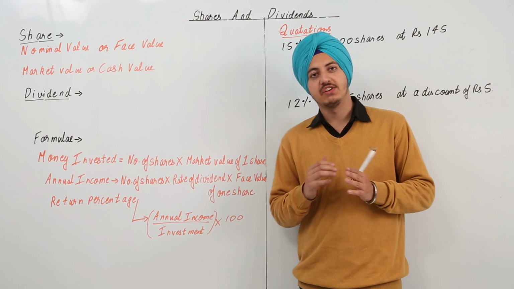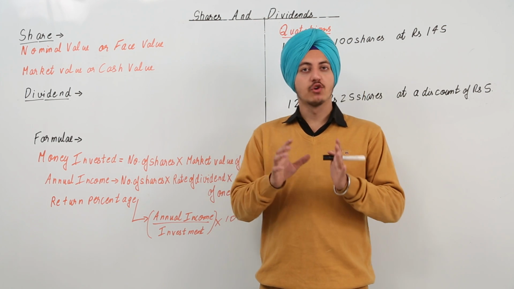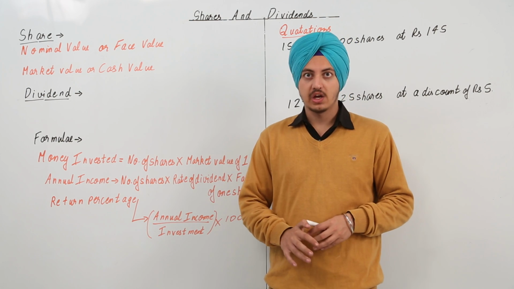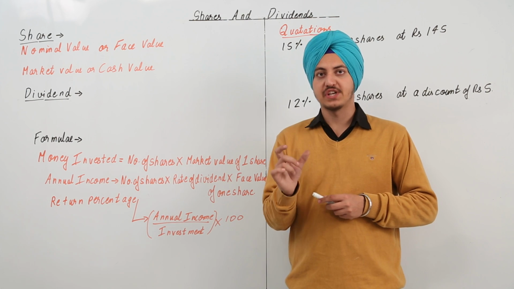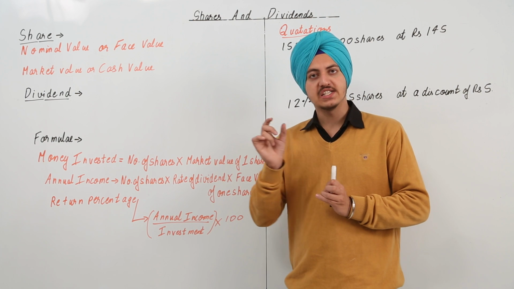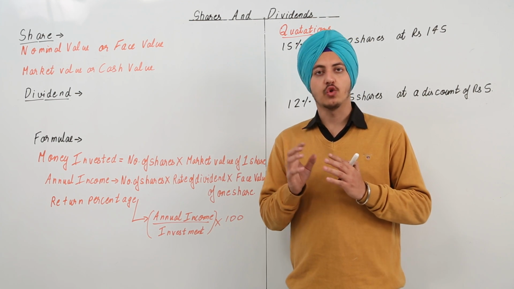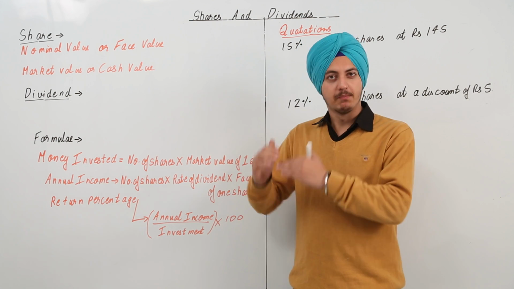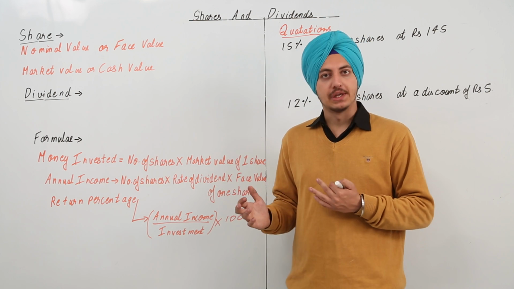So what we do is we divide the company into very small shares of rupees 5 or rupees 10 or rupees 100 or rupees 1000. Now the total investment is equal to the number of shares into the value of one share. This is the total amount of money needed. So we divide our company into a number of shares, which can be anything depending on the value of your company.